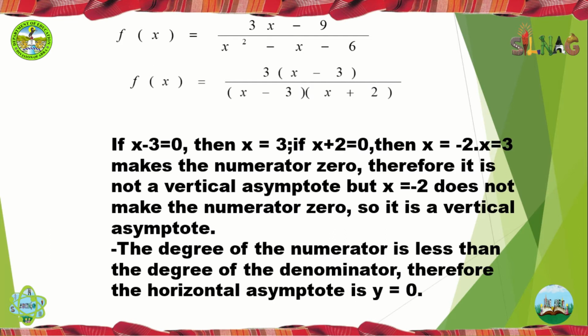Then the degree of the numerator is less than the degree of the denominator, because the degree of the numerator is 1 and the degree of the denominator is 2. So it is less than the denominator. So therefore, the horizontal asymptote is y is equal to 0.